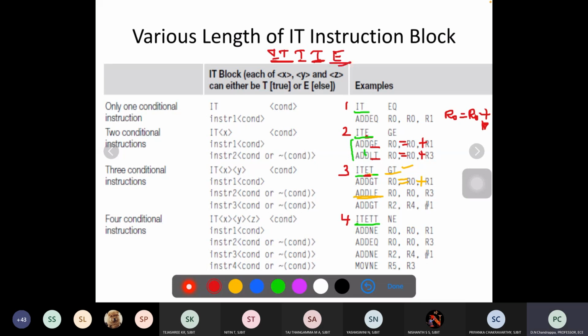Okay, and this is related to this. Some more examples I'm going to discuss. Those are very important examples.